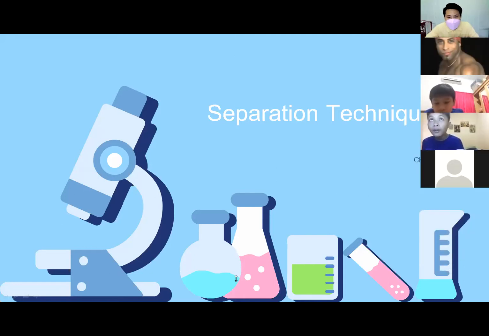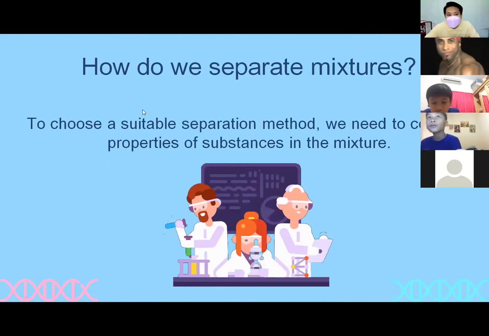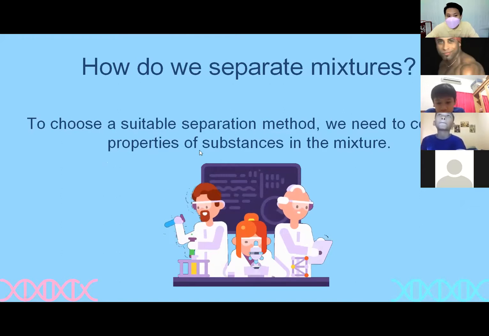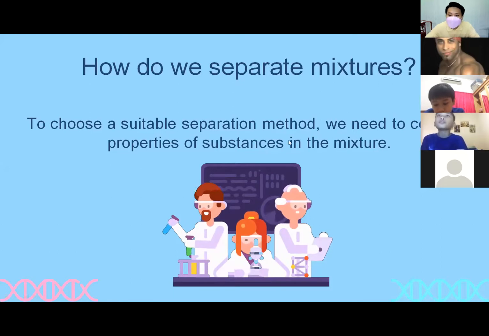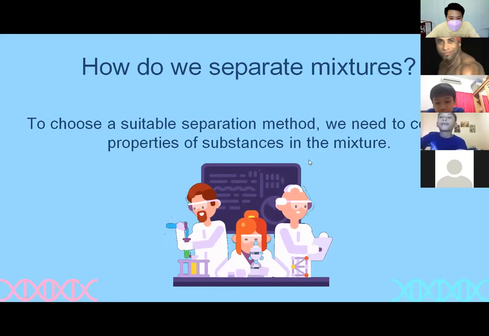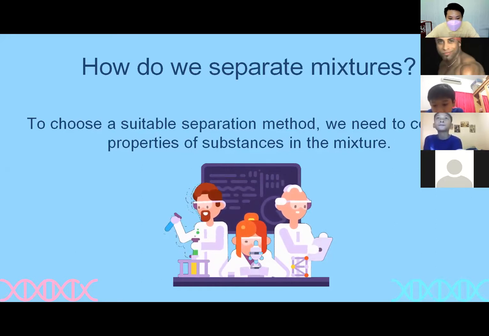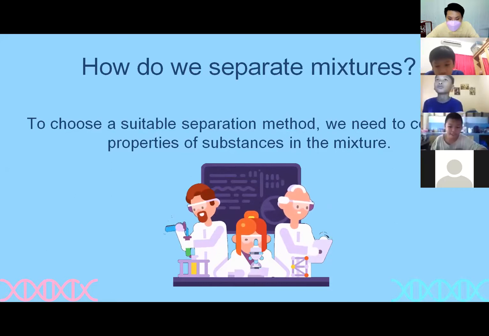Okay, so separation techniques. So how do we separate mixtures? Before we separate mixtures, we have to choose a suitable separation method. So we need to consider properties of substances in the mixture. Do you know the 3 types of matter? Solid, liquid, and gas. Very good.